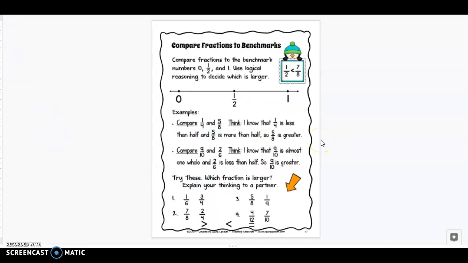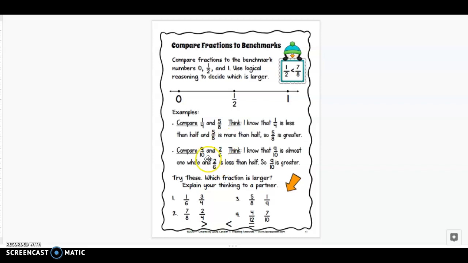Now let's look at the last way we learned to compare fractions: comparing to benchmarks like 0, 1/2, and 1. We are going to use reasoning. Let's look at the examples. 1/4 and 5/8. Think: 1/4 is less than 1/2, but 5/8 is greater than 1/2 because 4/8 is half. So 1/4 is less than 5/8.